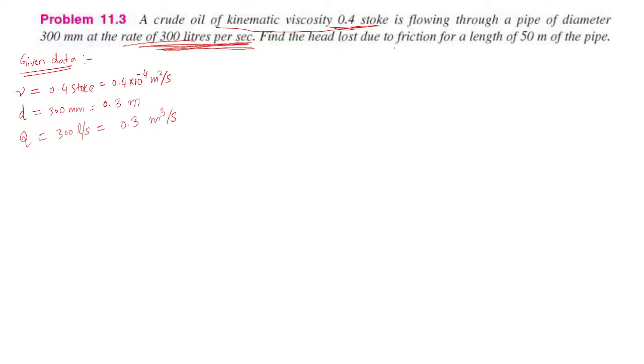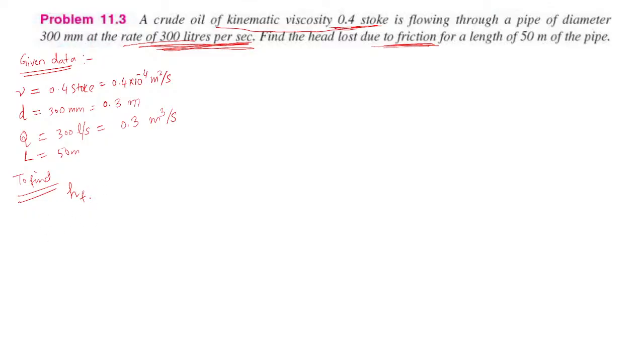Now, to find the head loss due to friction. Again this problem is for friction, right? So you need to see this word friction. Friction is a very key word. This kind of problem you can get as a short question, based on the examiner, so be well prepared for it. And for a length of 50 meter of pipe, again the L is given, which is 50 meter. And what we need to find is hf, again the same.